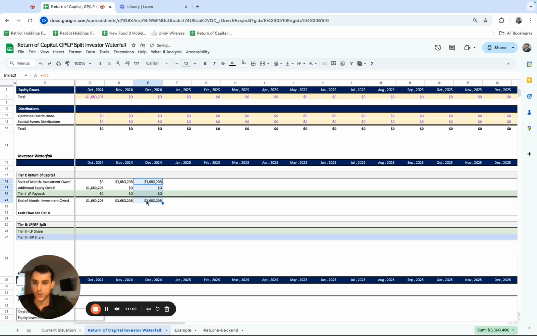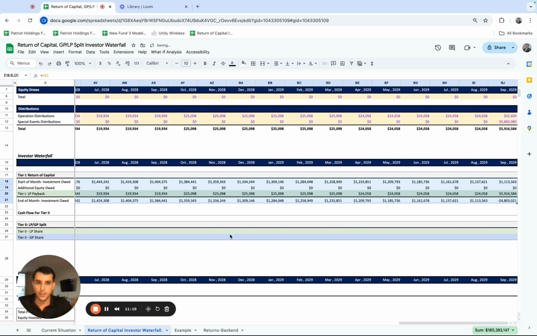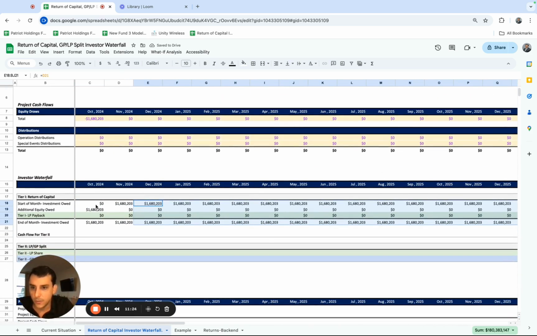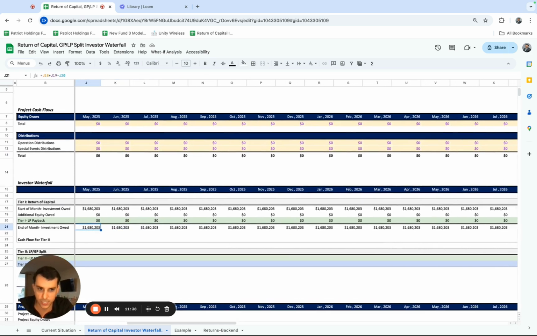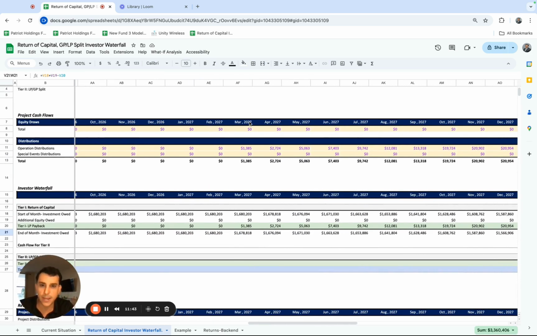So now I'm going to drag it, and you're going to see I'm purposely leaving something out. I want you to watch me make this error so you don't make it yourself, because I made this error before. Okay, so now what we're looking at is, let's follow this little by little. Start of month, zero owed, additional equity owed, nothing paid back. So we have this on the books. We owe this $1.68 million. And look, there's no cash flow from this asset, so nothing's being paid back. We still owe it. We still owe it. We still owe it. Look, nothing's changed. We still owe it.